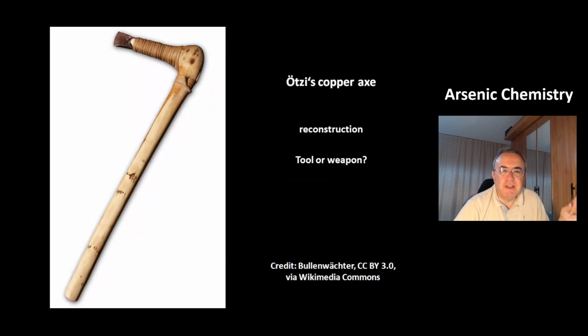This is a picture of Ötzi's copper axe, a reconstruction. It may be used as a tool or as a weapon, or maybe both.